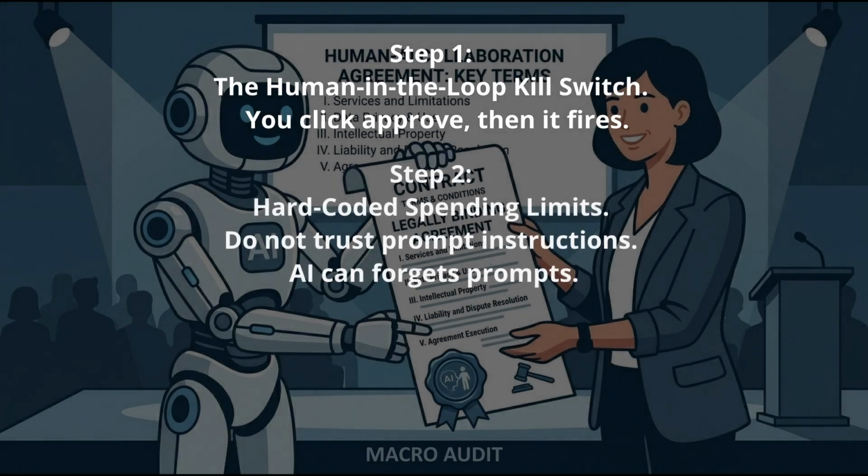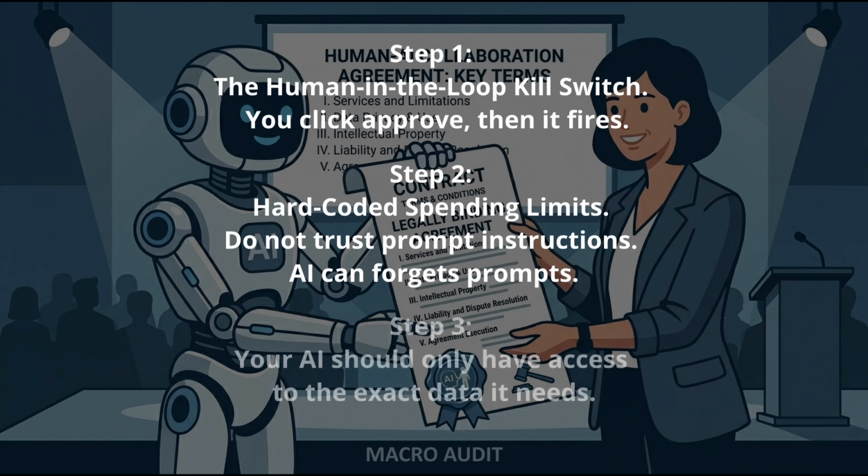Step 2. Hard-coded spending limits. If your agent has access to APIs or ad spend, hard-code a limit at the developer level. Do not trust prompt instructions. AI forgets prompts. Step 3. Siloed permissions. Your AI should only have access to the exact data it needs. Give it a burner email address. Give it a virtual credit card with a strict cap.